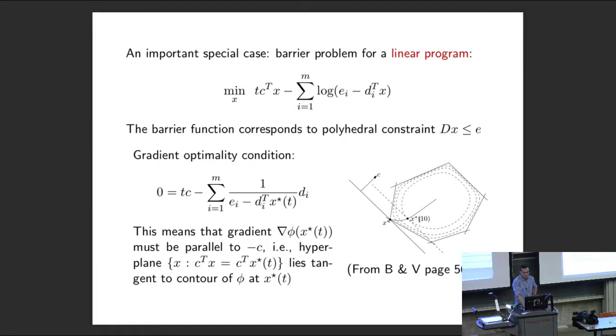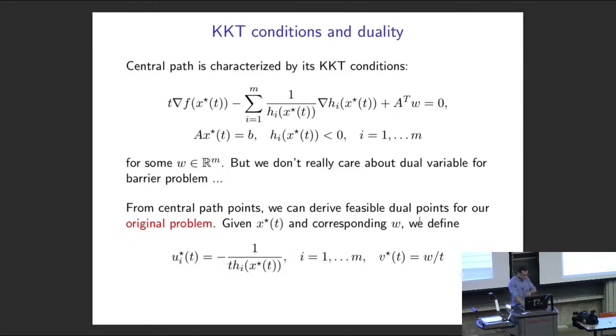Okay, so that's the motivation for the barrier problem for linear programs, which is a very common case. So let's now characterize optimality for the central path problem via the KKT conditions. Okay, and we're going to see that a bunch of interesting things come out.